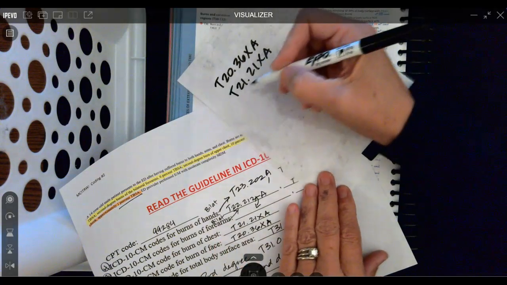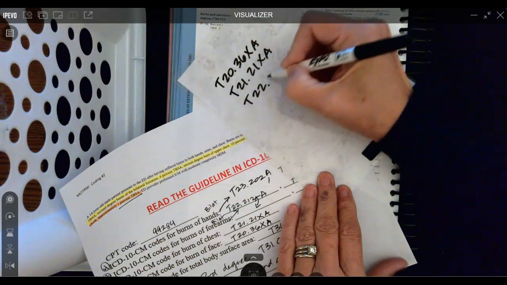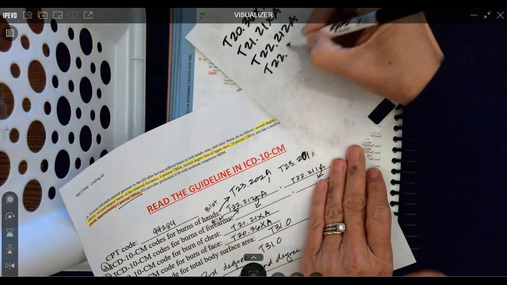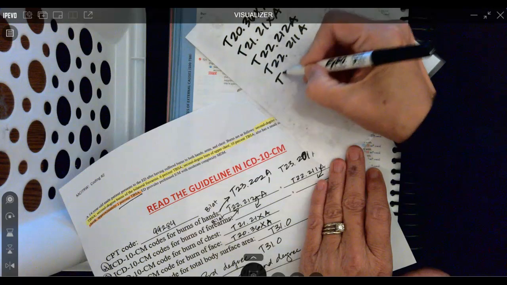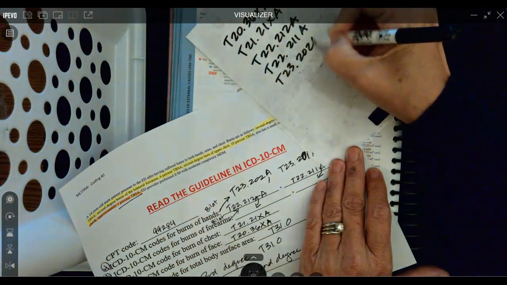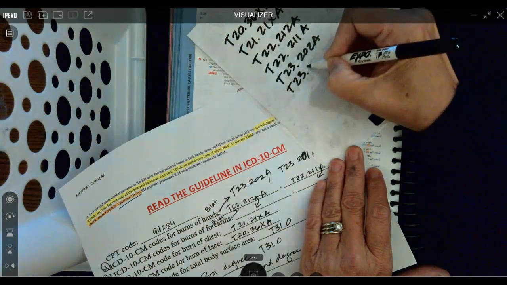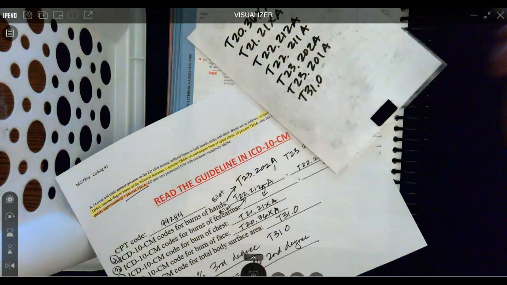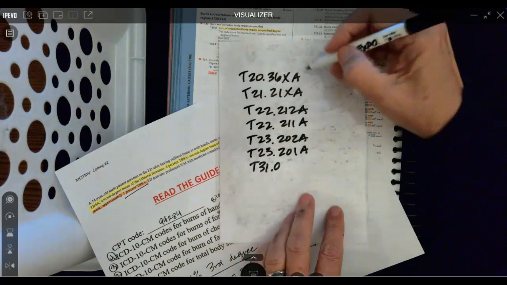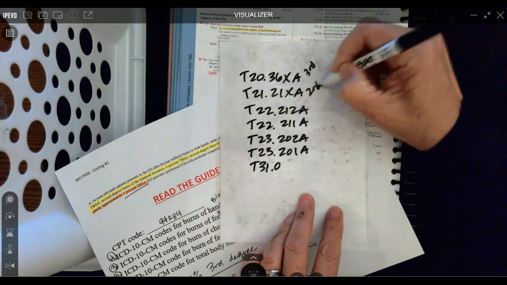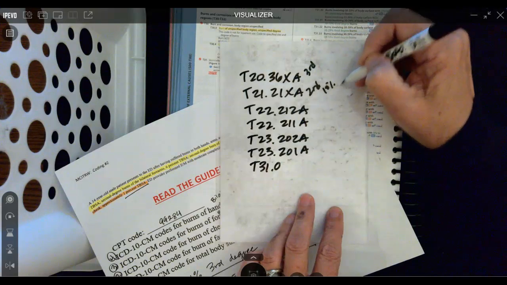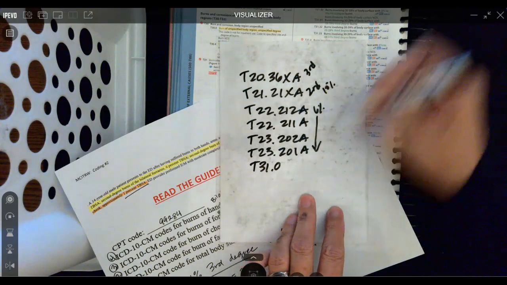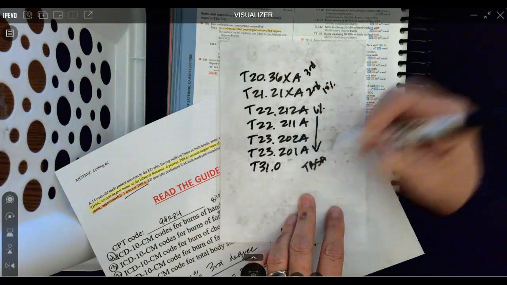Then we have T22.212A, T22.211A, T23.202A, T23.201A, and then we have our T31.0. Okay, so this would be the sequencing because this is the 3rd degree, this is the 2nd, but it's 10% body surface, and then these are all 6% all the way down to here, and then our total body surface area would be the last code.